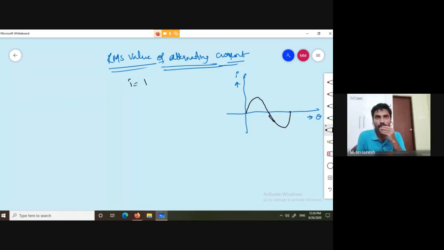So if you want the instantaneous value, it can be given as i equals I max sine theta for this waveform. This is the I max. This is the sine wave. So now we'll see what the formula is for the RMS value.